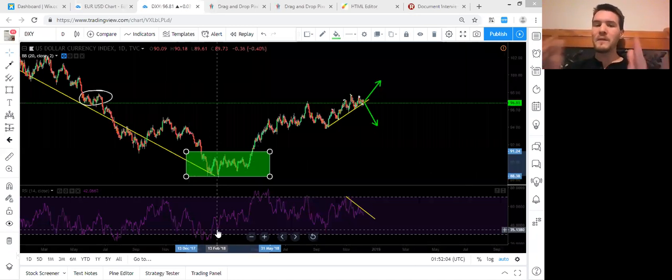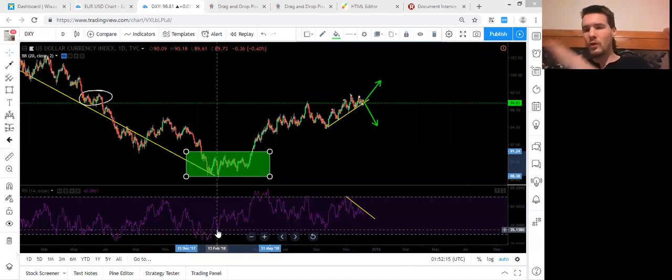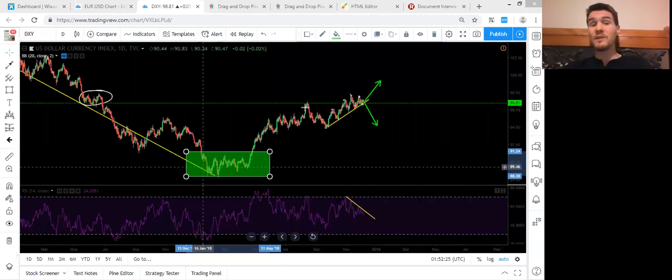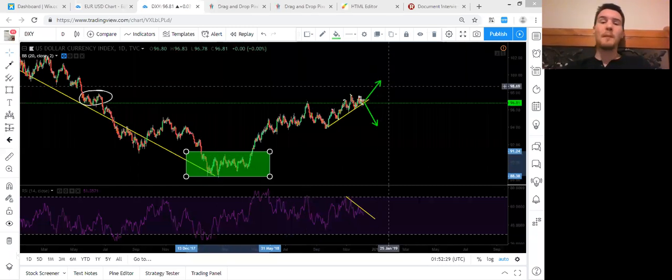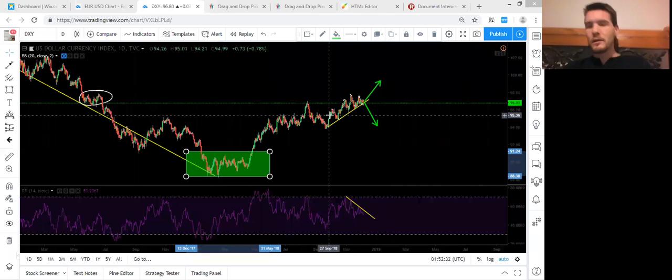Sideways trend is indicative of what? Reversal. Sideways trend is indicative of reversal, especially when it's down at the bottom at support. Okay. So we'll see. It could extend up here, pull back, and then go all the way up again, or it's going to go down. We'll see what happens.